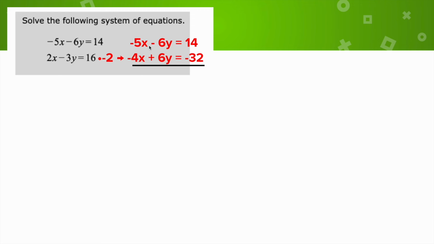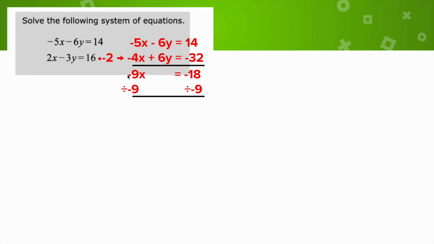So negative 5x plus 4x is negative 9x. Negative 6y plus 6y, well, those cancel. That's 0. 14 plus negative 32 is negative 18. They're opposites, so I am going to subtract them, and the bigger number will decide my sign there. I have negative 18. All right, so now I'm going to undo that multiplication with division.